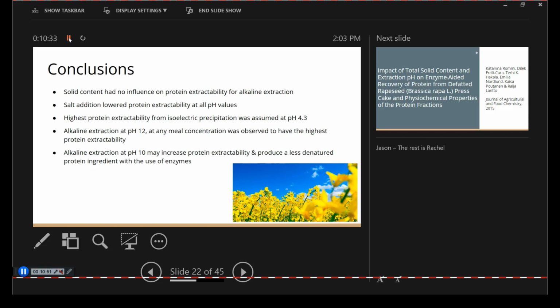So drawing conclusions from this manuscript, we see that the solid content had no influence on protein extractability for alkaline extraction, and the salt addition lowered the extractability at all pH values. So the highest protein extractability from the isoelectric precipitation was at 4.3, and the alkaline extraction at pH 12 at any meal concentration was observed to have the highest protein extractability. So then, linking this to the second paper that Rachel will talk about, the alkaline extraction at pH 10 may increase protein extractability and produce a less denatured protein ingredient with the use of enzymes.